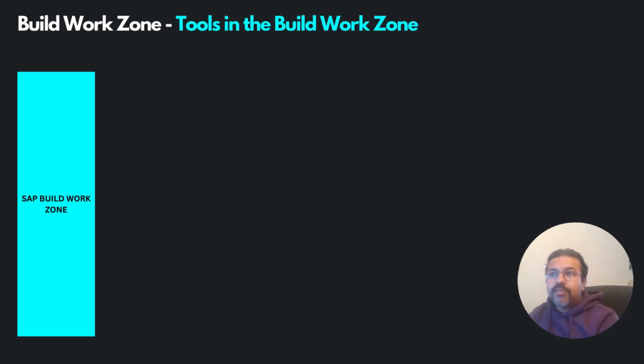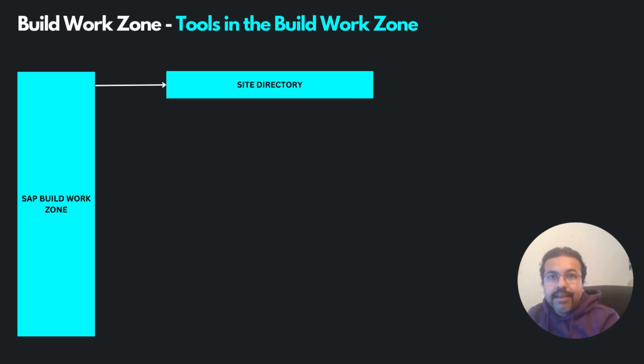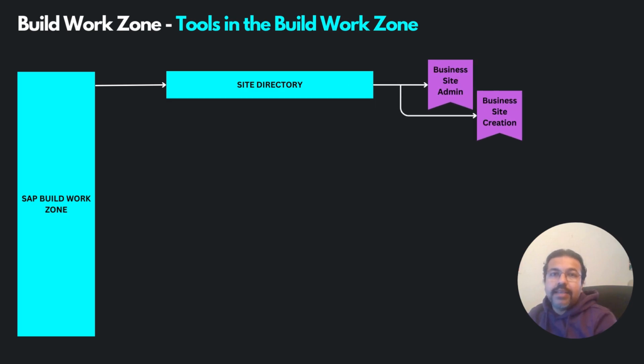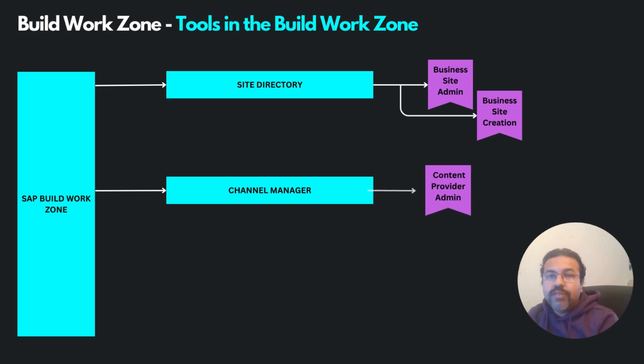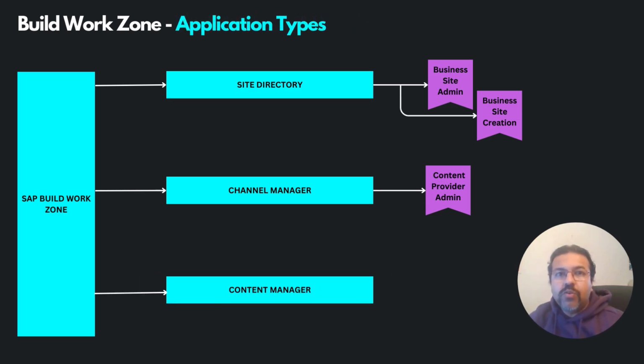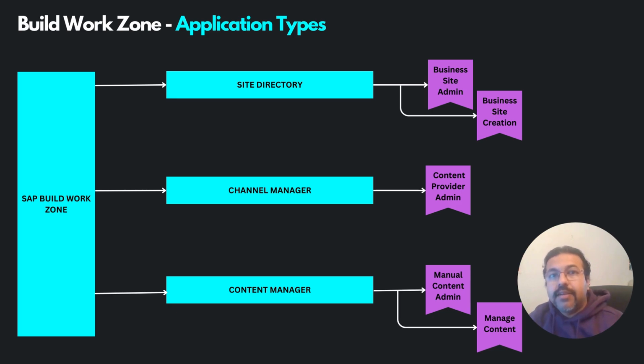So just to summarize, three important tools within the SAP Build Work Zone. The site directory. This allows you to create and manage your business sites. The next one that we had seen was the channel manager. This allows you to set up new channels or content providers. And the third was the content manager. Content manager allows you to manage all the content. This could be either imported from your content providers or manually configured within the content manager itself.